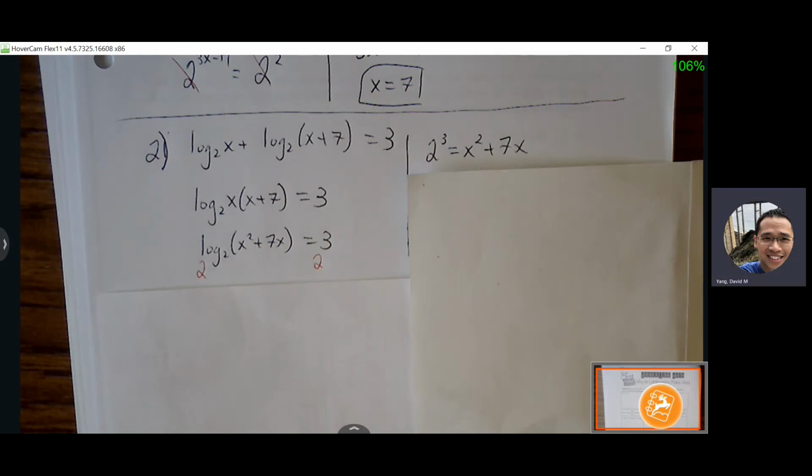Now it becomes a lot more manageable, right? There are no more logs, there's no exponent variable. Put everything equal to each other, but can we just factor the x out and make it x times x plus 7 equals 8? Right. How do we do factoring?